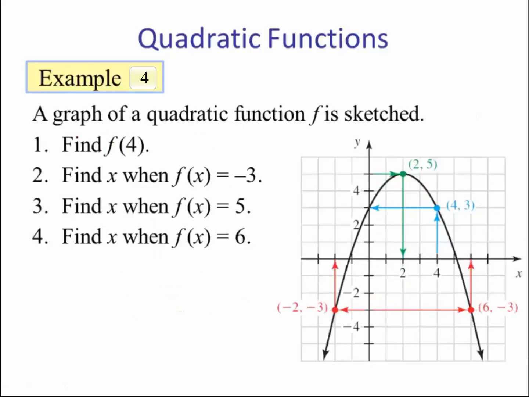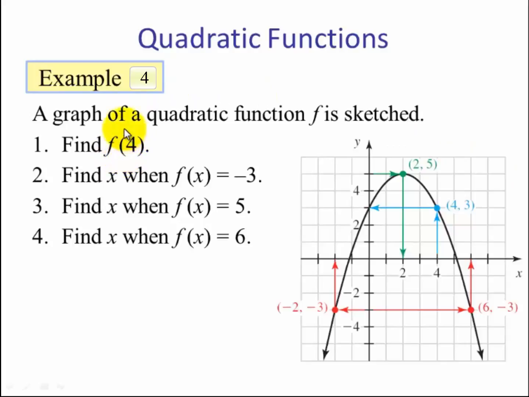A graph of a quadratic function f is sketched. Number 1, find f of 4. Number 2, find x when f of x equals negative 3. Number 3, when f of x equals 5. And number 4, when f of x equals 6.